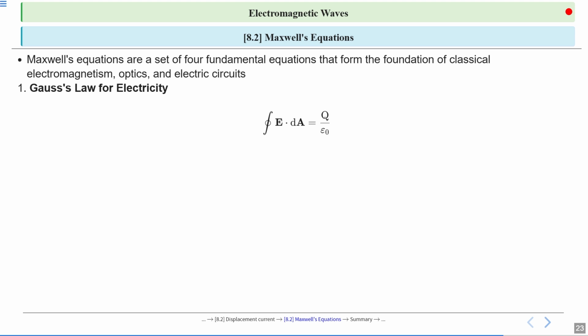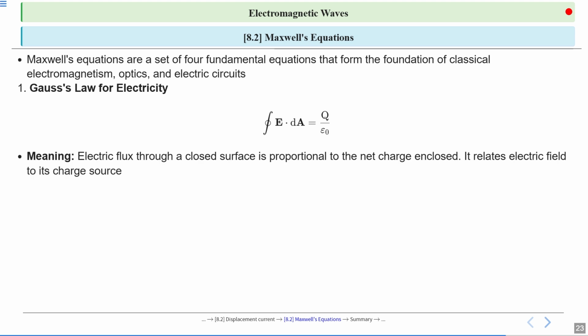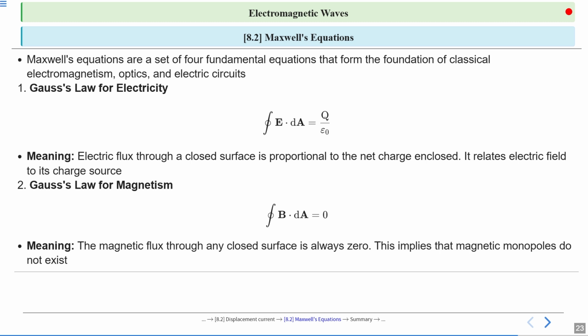Closed integral E dot dA is equal to Q by epsilon naught. What does that equation mean? Electric flux through a closed surface is proportional to the net charge enclosed. It relates electric field to its charge source. Another, Gauss law for magnetism, the second equation, is closed integral B dot dA is equal to 0. That means magnetic flux through any closed surface is always 0. This implies that magnetic monopoles do not exist.